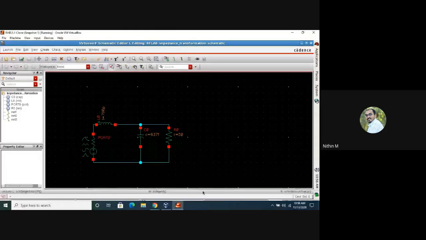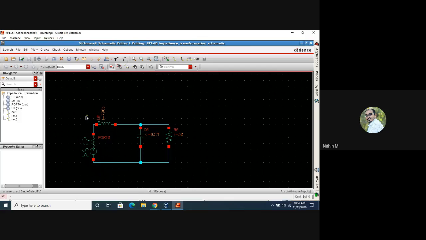I hope you can see the screen now. Right. So what you are seeing now is the same circuit. I have a resistance here of 50 ohm impedance, and that has to be transformed, in the same example we have taken, the same 50 ohm impedance should be transformed into a 25 ohm impedance.